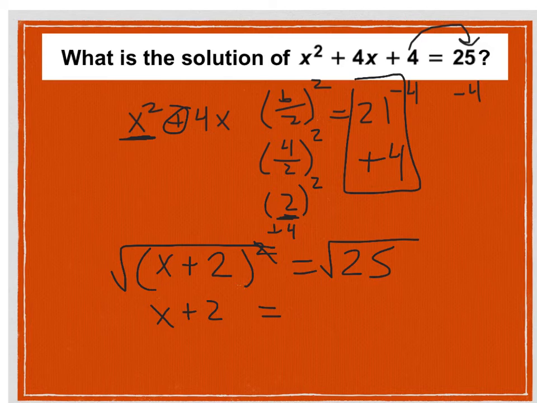And what are we going to get on the right? 5. Just 5? What did you do in the homework yesterday? When you took the square root of something in the homework yesterday, what did you get? Was it just 5? Plus or minus 5. So when you take the square root of 25, the answer is plus or minus 5.